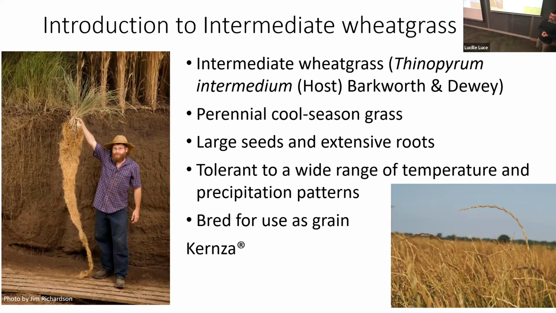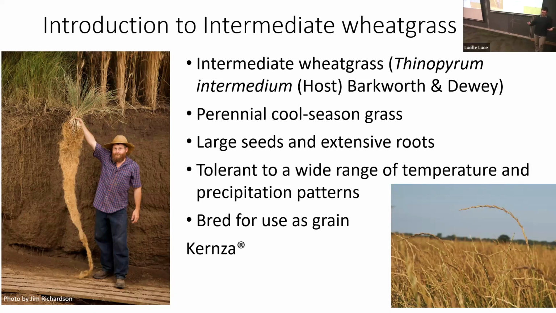So intermediate wheatgrass is a cool season forage grass, perennial, introduced to the US in the early 20th century as a forage crop. And in the past 40 years, folks have been working to domesticate that and turn it into a grain crop, so breeding for larger seeds, higher seed yield. And it's proven to be rather successful in some ways because it's tolerant to a wide range of growing conditions, does require vernalization. And the trade name for the grain is Kernza.